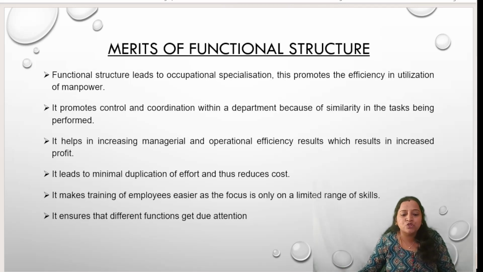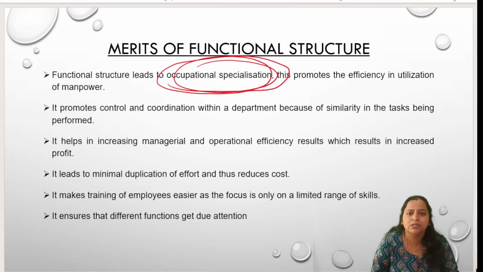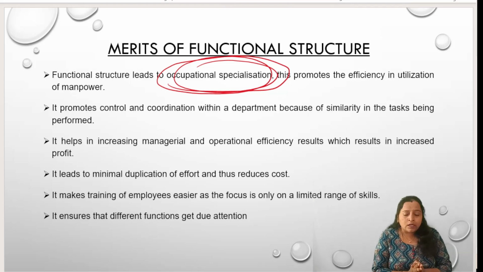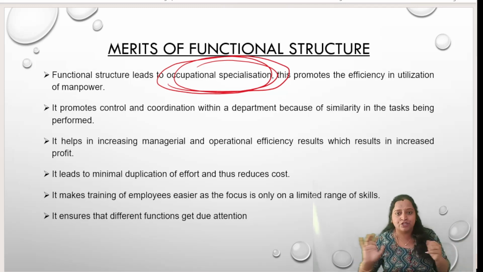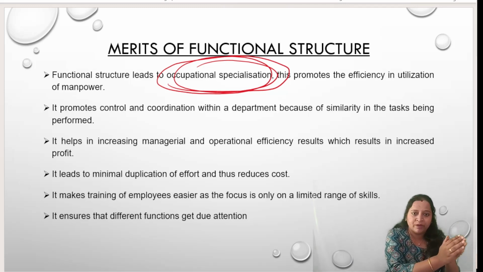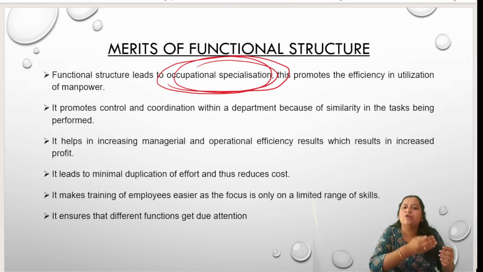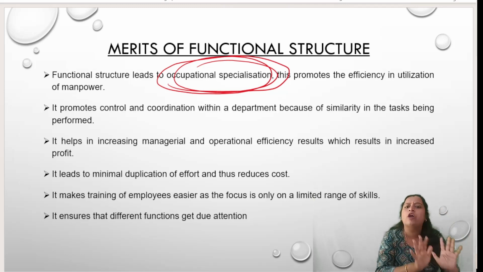Functional structure leads to occupational specialization. Very important. This word should be there in your answer. Ma'am, what is this occupational specialization? See, in functional structure, we divide the activities under different functions. Each department will be headed by one manager and his group of employees. Every time they are going to perform the same activities. Production department, every time they will be involved in producing that product only.